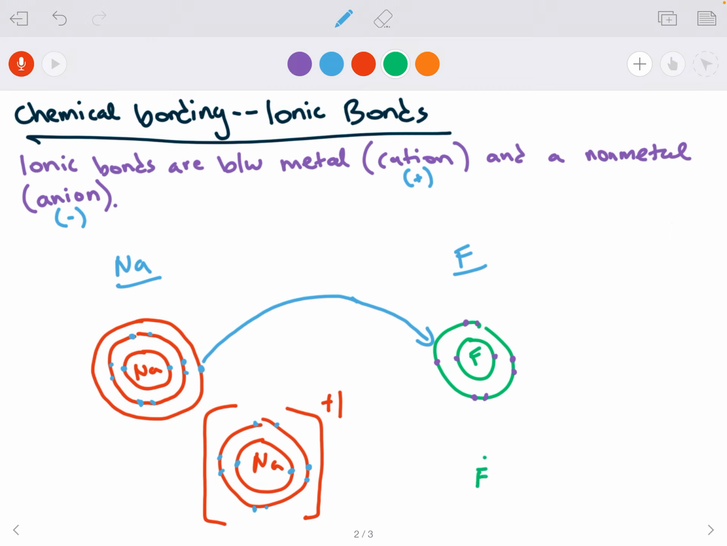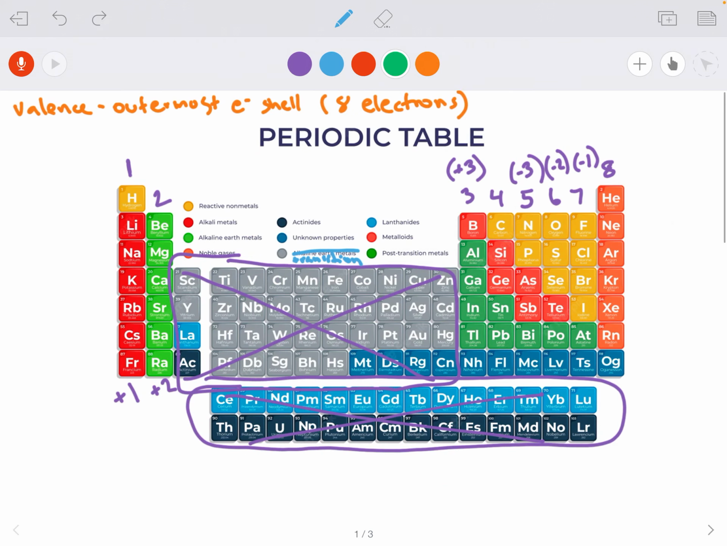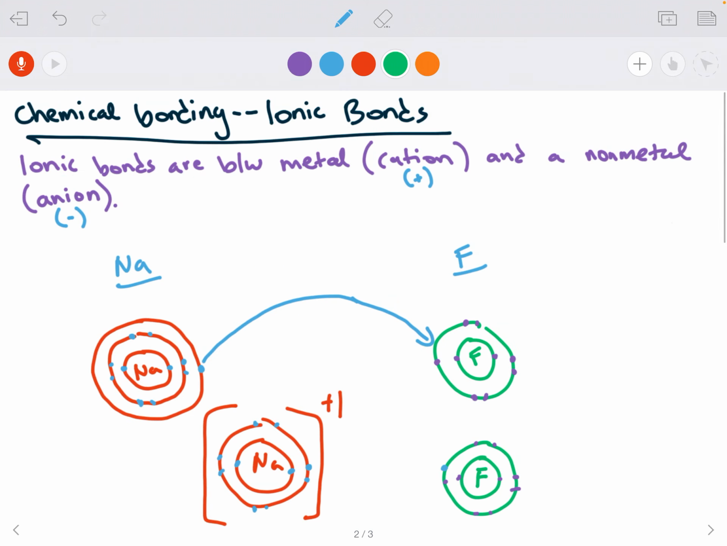Fluorine, on the other hand, gained 1. So make sure you keep the colors consistent. Still have 2 in the first shell, but now you have 8 in the second shell. You had 7 to begin with, and then you gained 1 electron from sodium. So now, if you count up, that's 10 electrons for fluorine, but it only has 9 protons. So that means the fluorine overall is now fluoride, because it's an ion with a -1 charge.